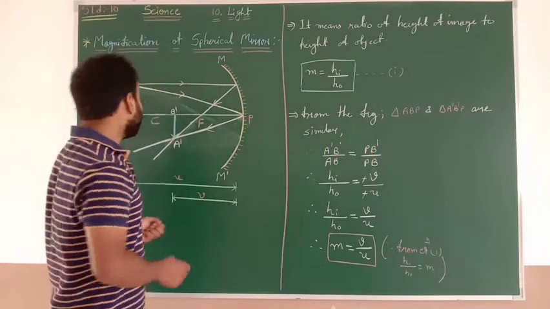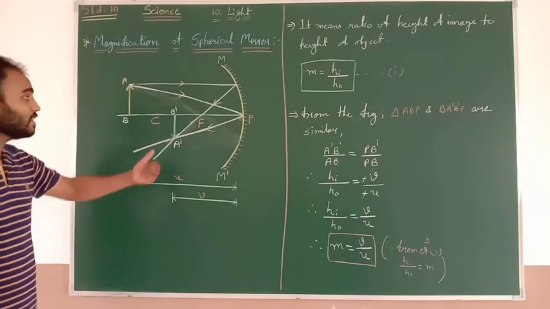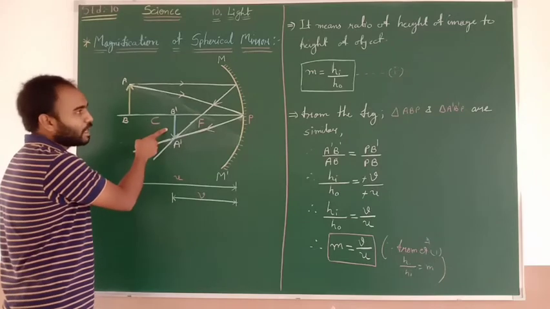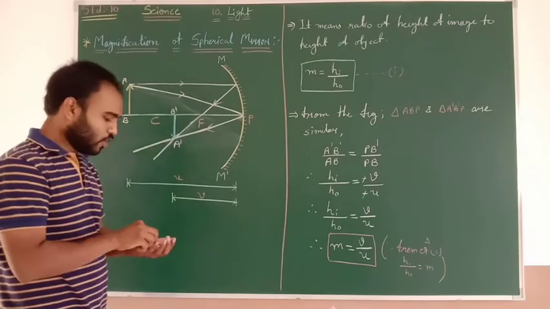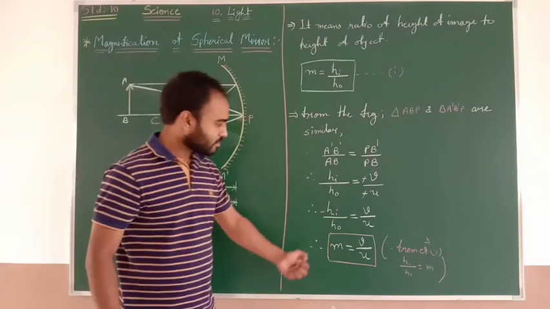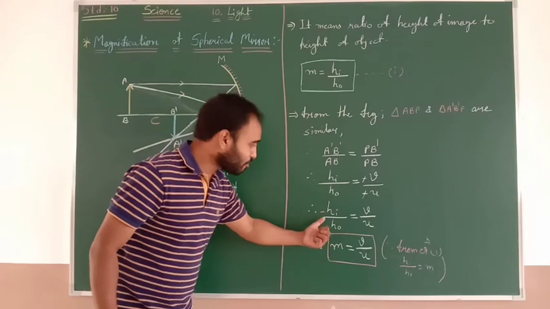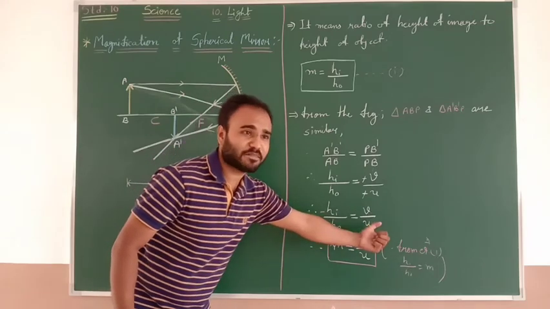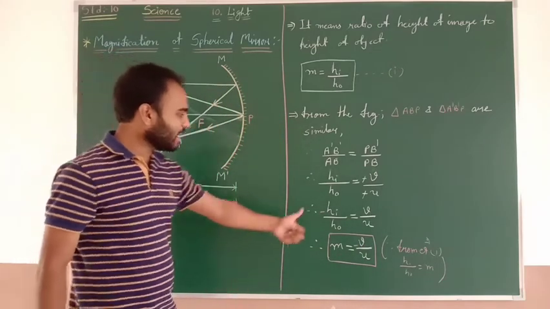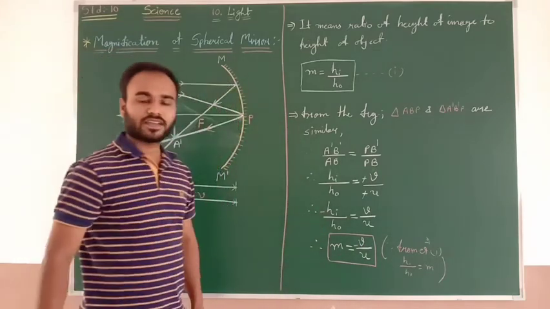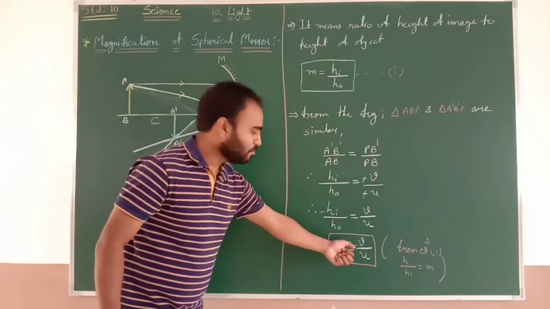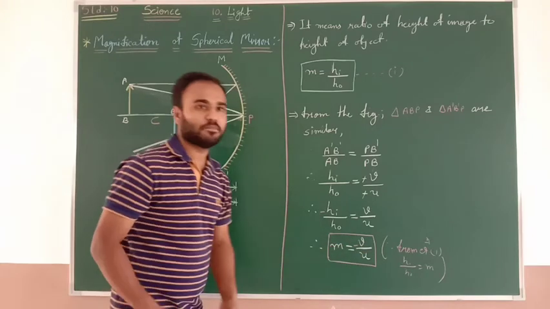Now if we see the figure, object height is positive but image height is negative. So the negative sign should be mentioned over here. But instead of mentioning it here, I am taking this minus sign to this side. So M is equal to minus V by U, for indicating magnification of a spherical mirror, minus V by U.